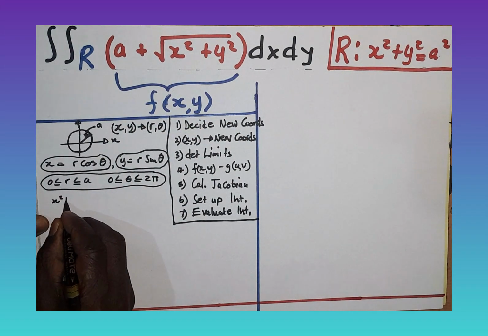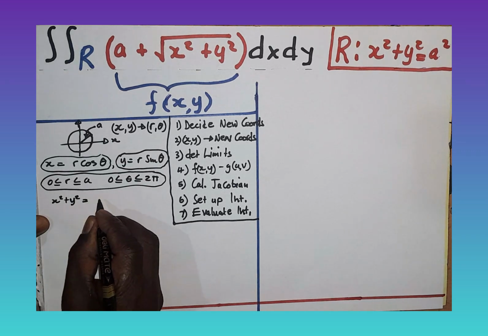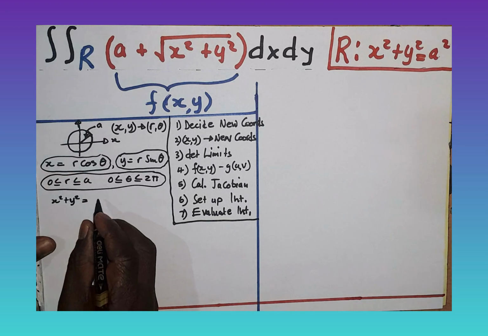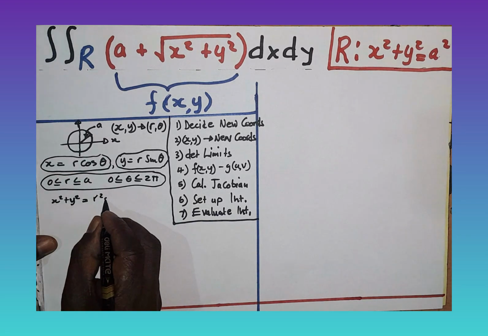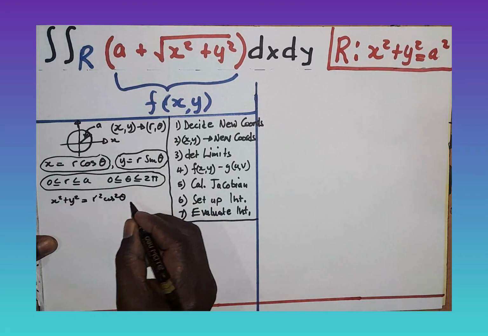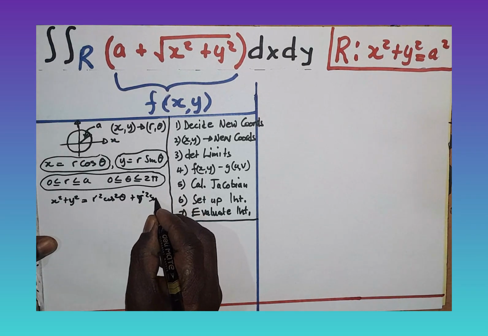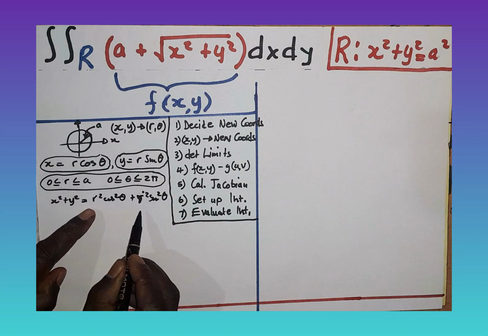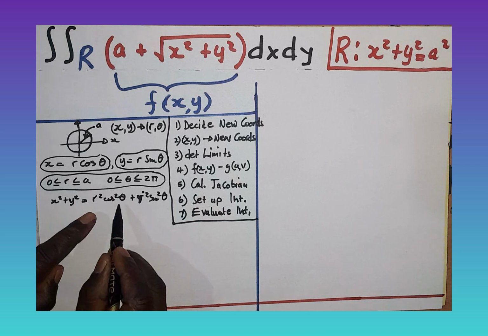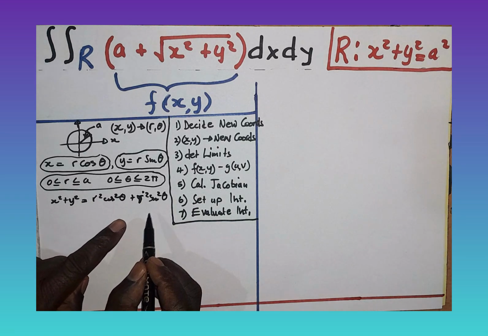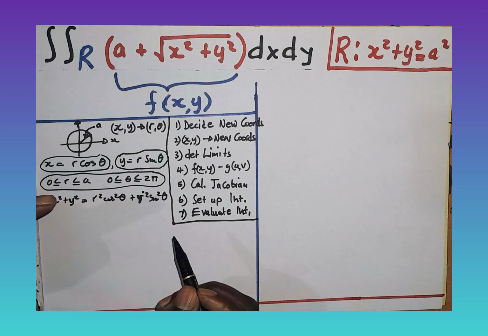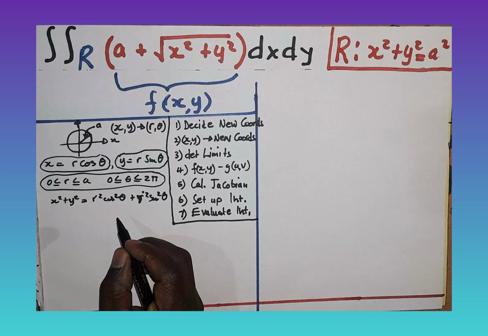x squared plus y squared is equal to, remember, our relationship here is x is equal to r cosine of theta, which is r squared cos squared theta, plus r squared sine squared theta. And from trigonometry, when we take out our r squared, that becomes r squared brackets cos squared theta plus sine squared theta, which is equal to 1, because sine squared theta plus cosine squared theta is equal to 1. So that simply becomes r squared.